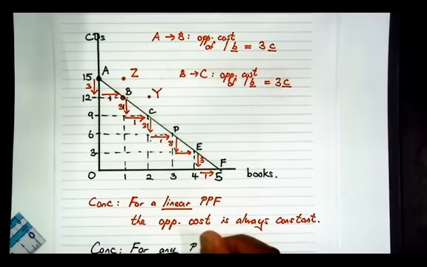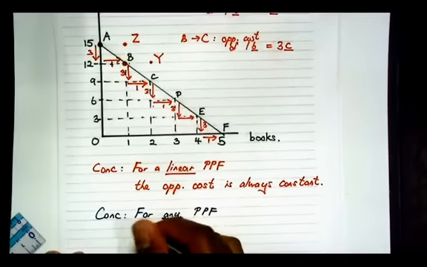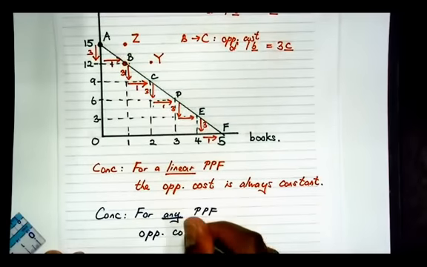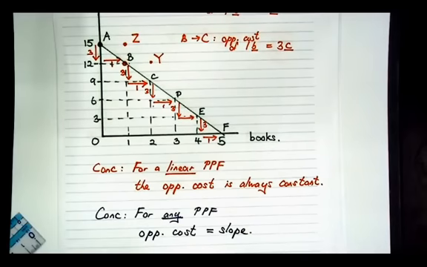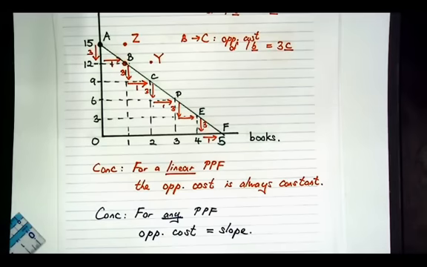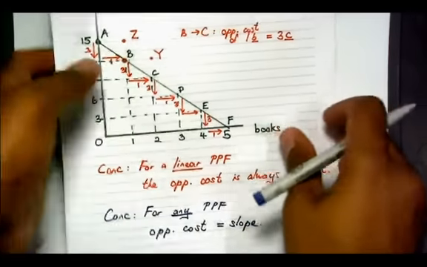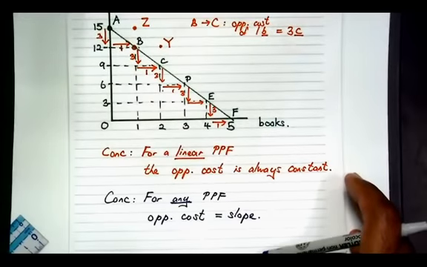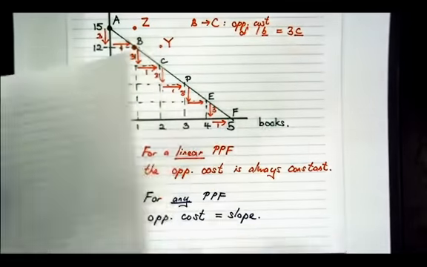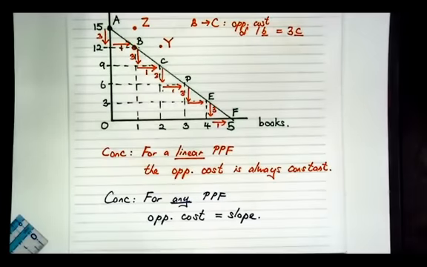For any PPF, linear or not, opportunity cost is equal to the slope. For any PPF, the opportunity cost is the same as the slope. Exciting, isn't it? It's the best thing you learned this summer holiday. Sorry, I shouldn't use the word holiday. It's not a holiday. It's a study session.